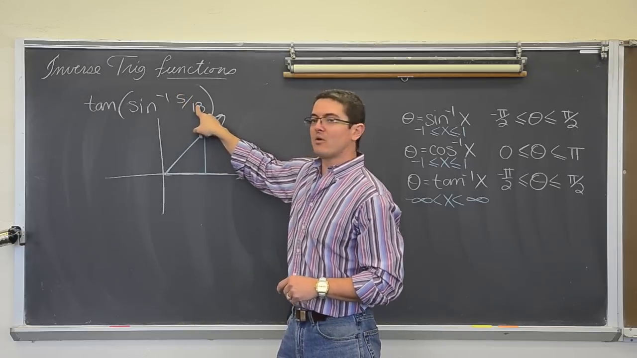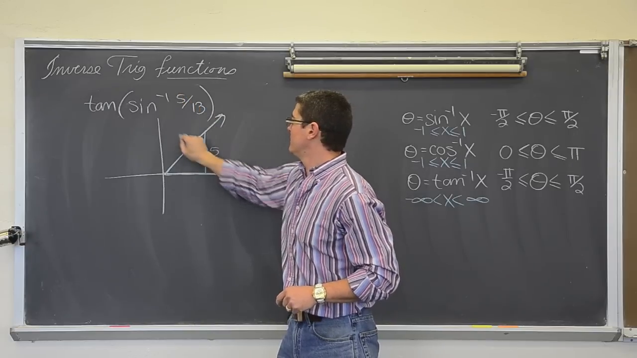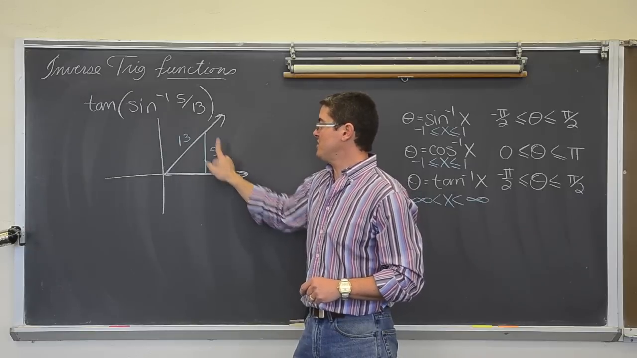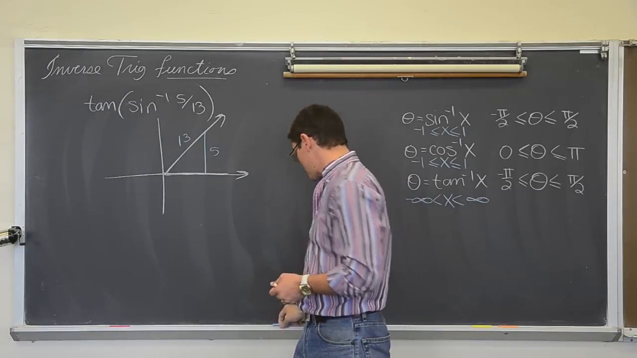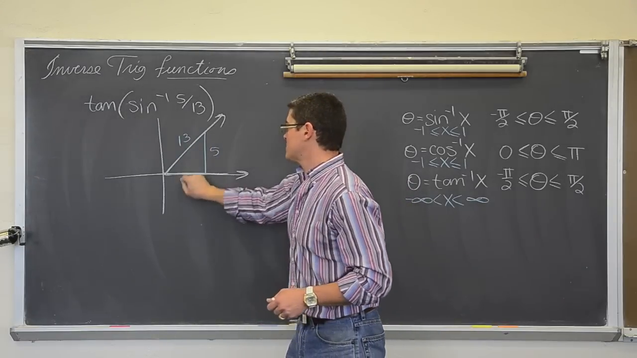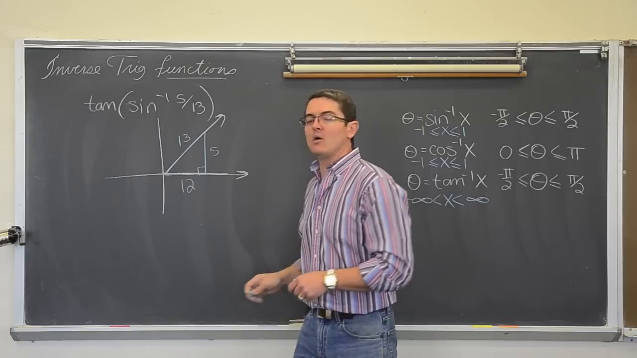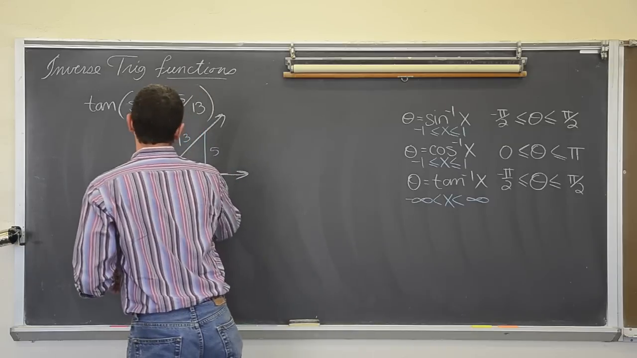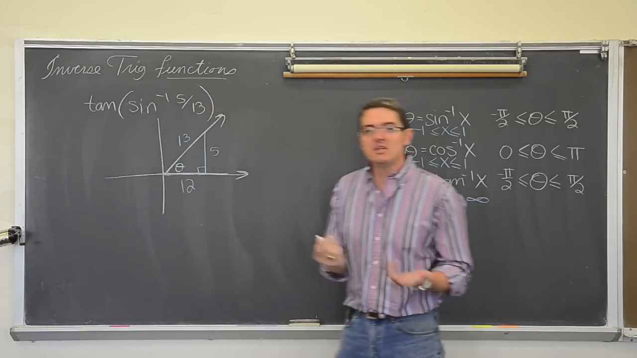Sine is y over r, so it's going to be 5, 13. The Pythagorean theorem, a squared plus b squared equals c squared, will tell you that this third unknown side is going to be 12. You probably have to work that out with some of your questions. And once you get your reference triangle set up, you're ready to set up any trig function you like.